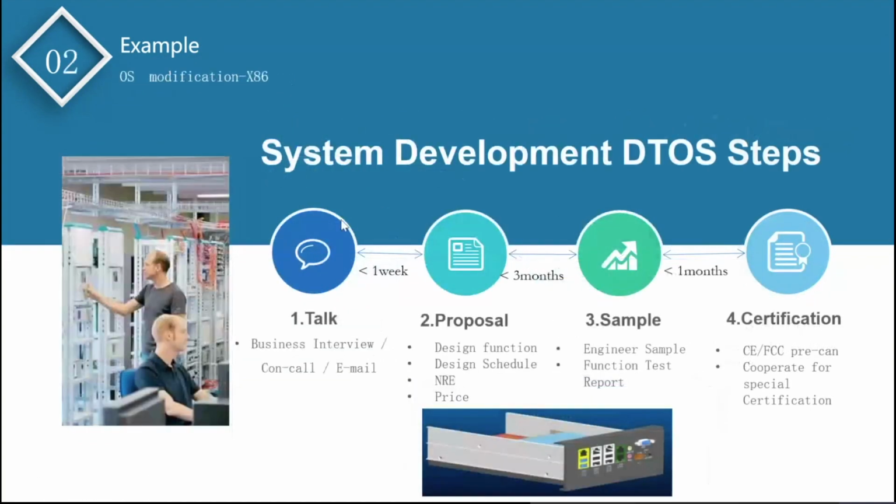Okay, and for system modifications, the time limit, you can talk to us. Within 1 week we will come out a proposal either in design function, design schedule, NRE or price. Okay, if all this is okay, we will go ahead to produce the sample within the 3 months with the engineering sample or the function test report. Okay, if all this accepted, we will go another 1 month for the certifications. Okay, so this is the process in our DTOS.